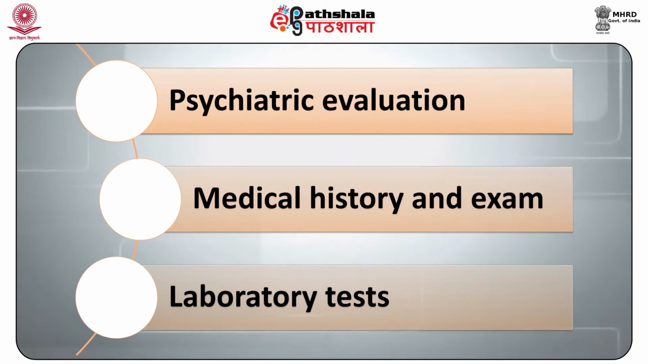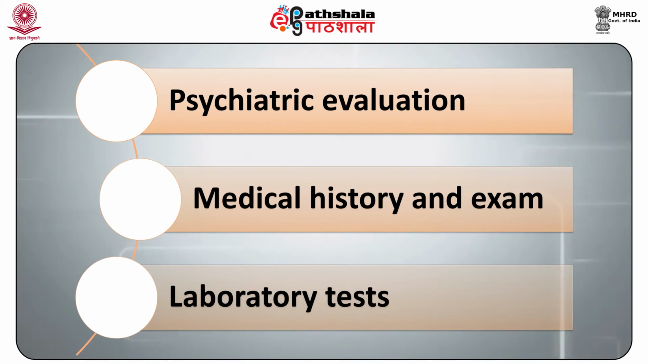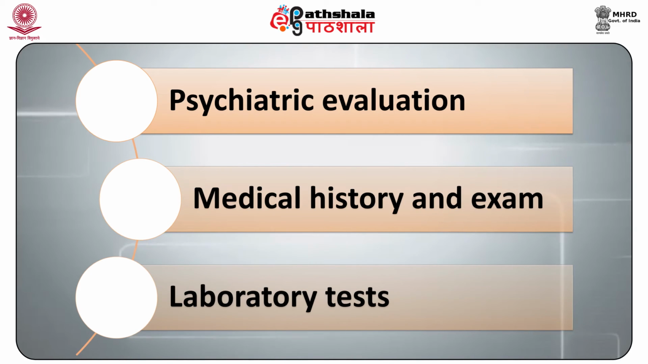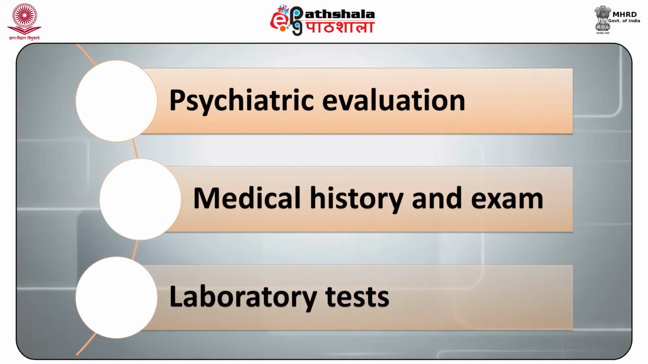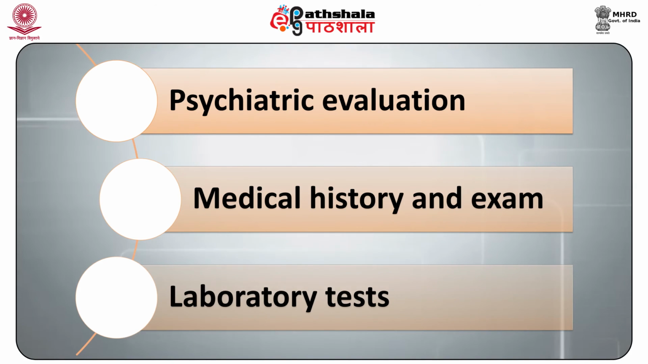Next is medical history and exam. Your psychiatrist will ask the patient about personal and family health history. He or she will also perform a complete physical examination to check for medical issues that could be causing or contributing to the problem. Next is laboratory tests. While there are no laboratory tests that can diagnose schizophrenia, preliminary blood and urine tests can be done for other medical causes or symptoms. The doctor may also ask for brain imaging studies like MRI or a CT scan to find out if any brain abnormalities are associated with schizophrenia.